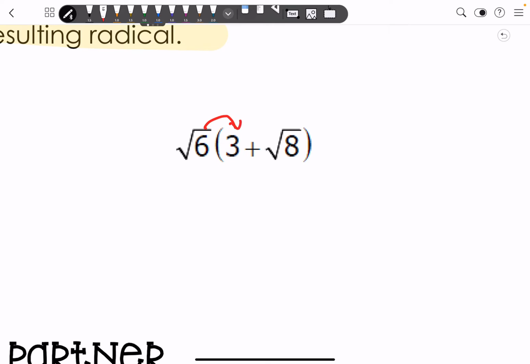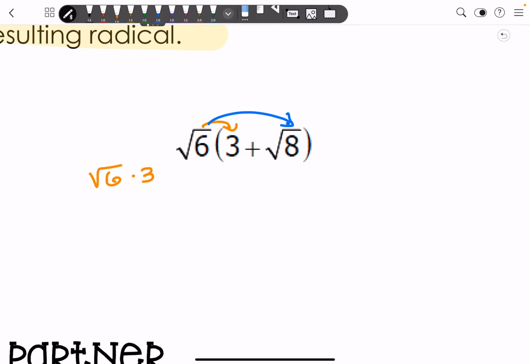So, distribute it out. And you're still going to do outside times outside and inside times inside. Let me show you, once I get my colors figured out. Got some UTA colors going right now. So we've got square root of 6 times 3. It looks like this.